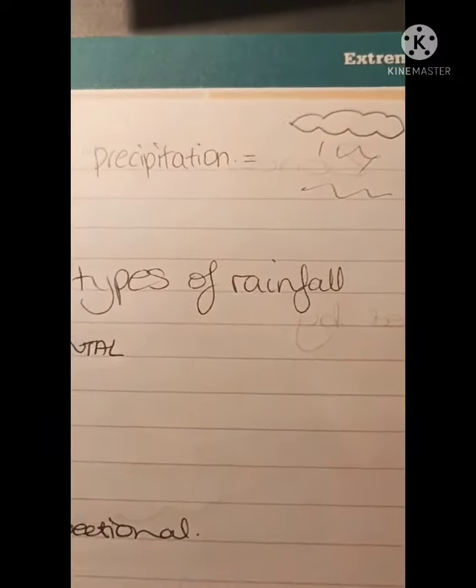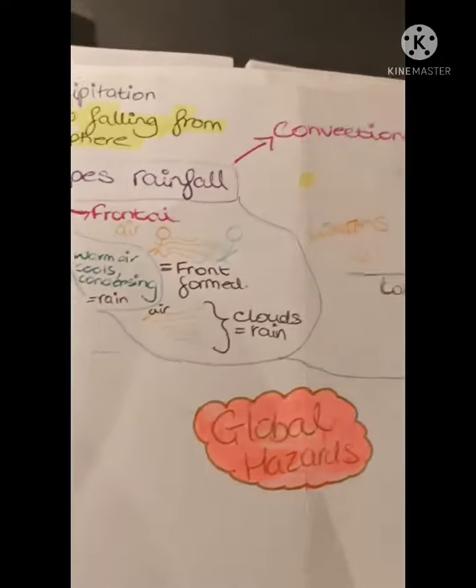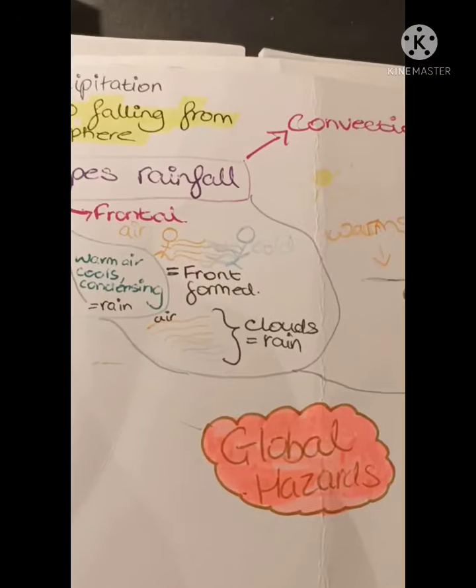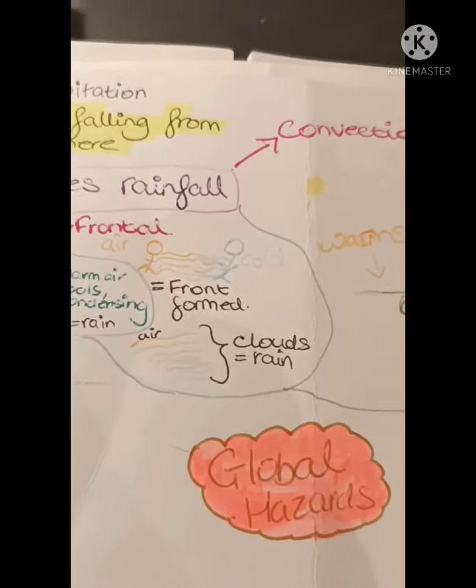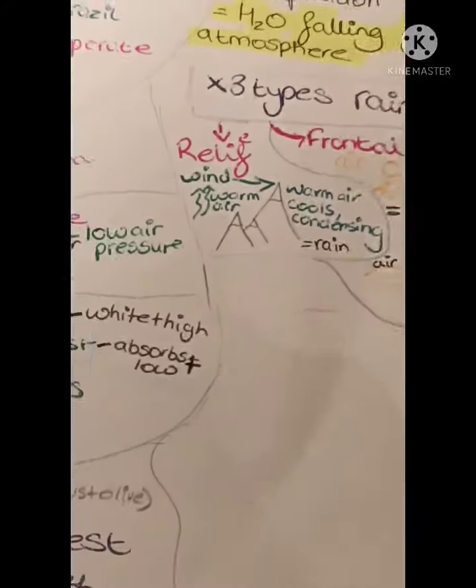Sorry about wasting time. So precipitation is caused by water falling from the air. We've got three different types. Let's look at this diagram. You've got relief, frontal, and convectional. Frontal is caused by warm air and cold air meeting each other, and then a front is formed. These fronts create a cloud, which then results in rain.